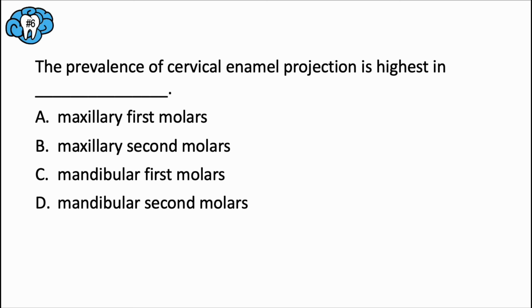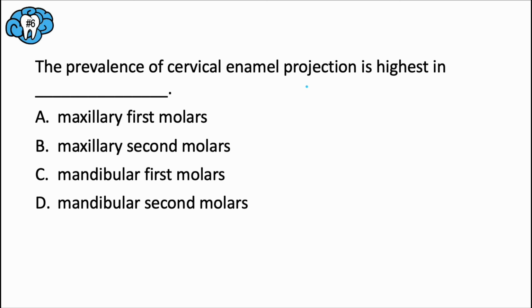Question number 6. The prevalence of cervical enamel projection is highest in which of the following? So go ahead and pause the video and then we'll go over this together. So a cervical enamel projection refers to a tooth anomaly where there's a flat triangular extension of enamel apically beyond the normal cervical enamel junction into the furcation area of a tooth.